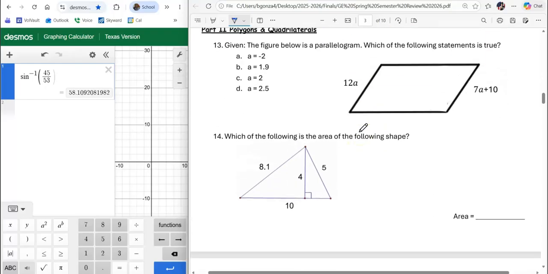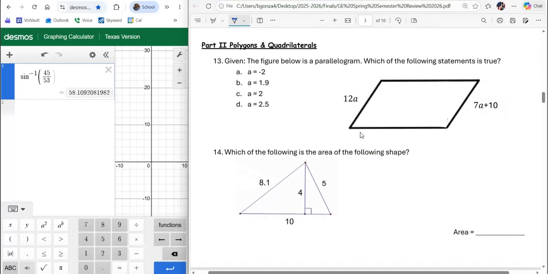Okay, remember polygons, quadrilaterals, opposite sides are congruent, right? So 12a equals 7a plus 10. A cannot be on both sides. Subtract 7a, subtract 7a. You get 5a equals 10. And then to get rid of that 5, you divide by 5. A equals 2. C.